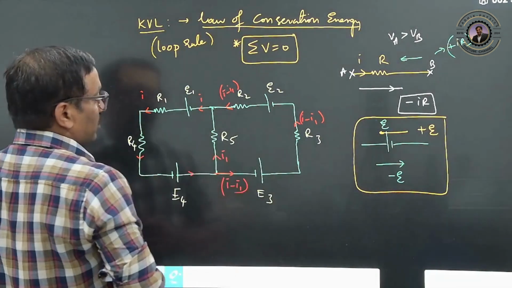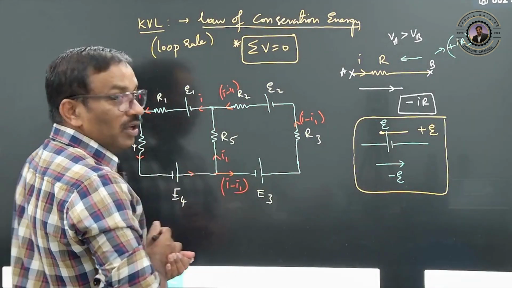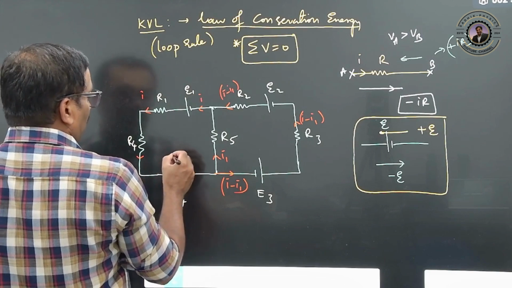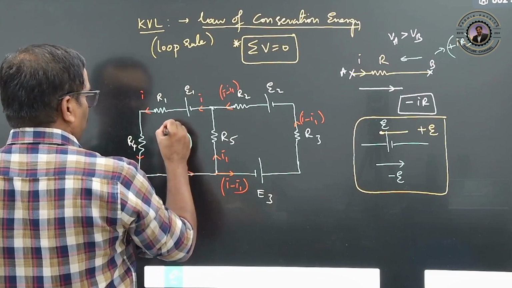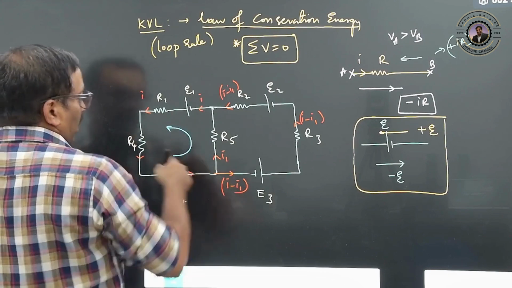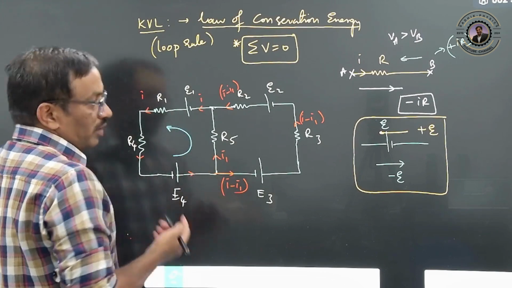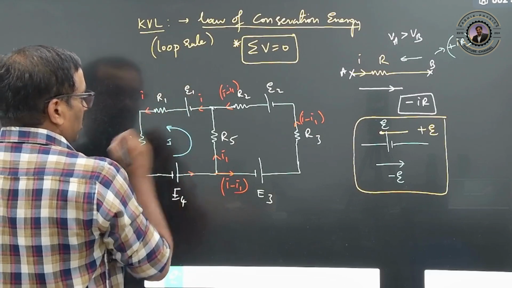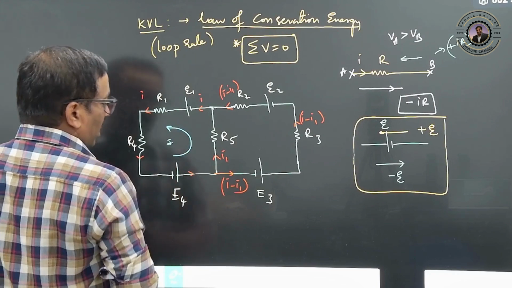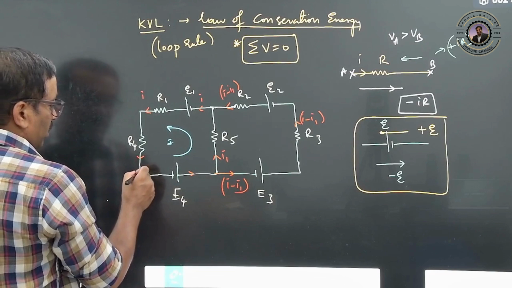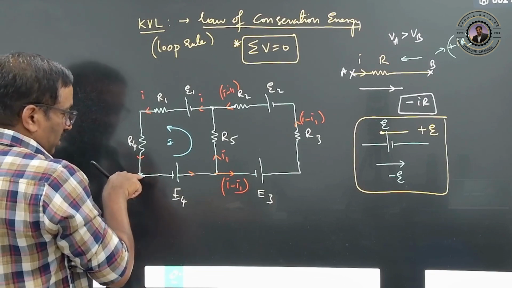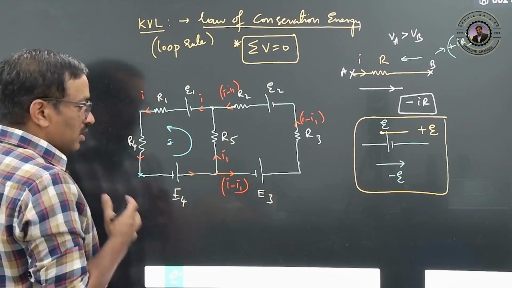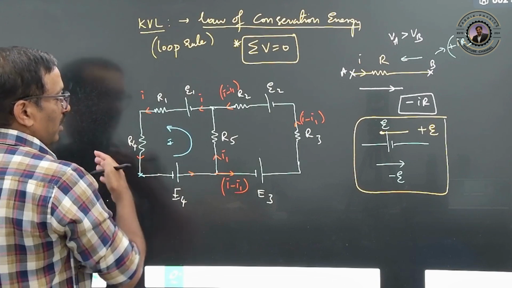How to apply? You need to travel along the loop. First of all I will travel along this one, like this. Sir, why like this? You can go clockwise or anti-clockwise, your wish. Suppose I am traveling like this, this is the first loop. I will start from here. Listen carefully here. It will take one or two minutes, just listen concentratedly so that you can easily do these questions.